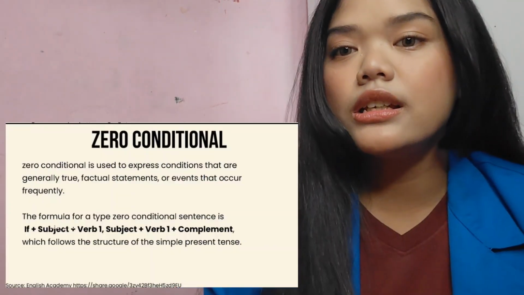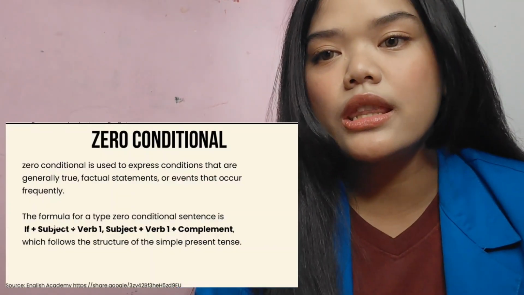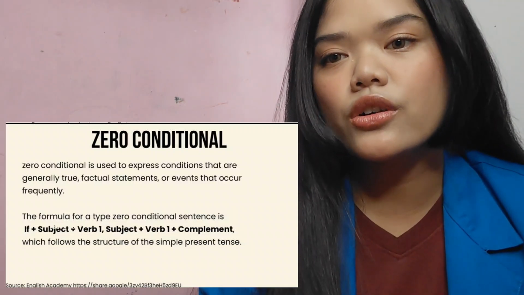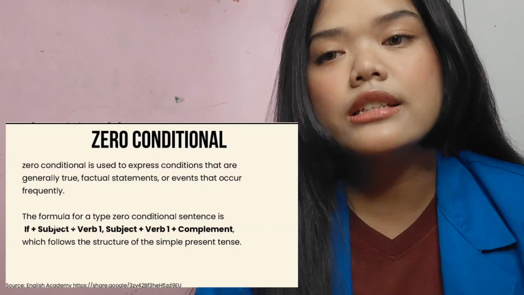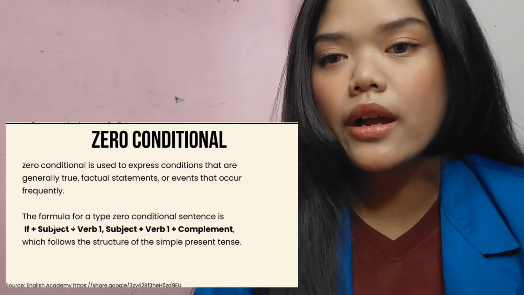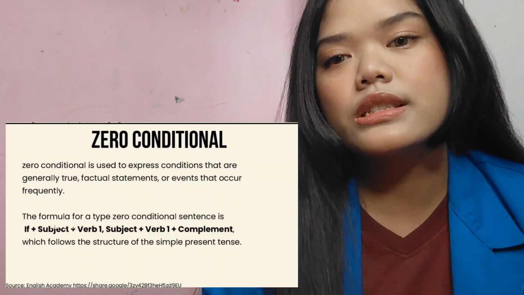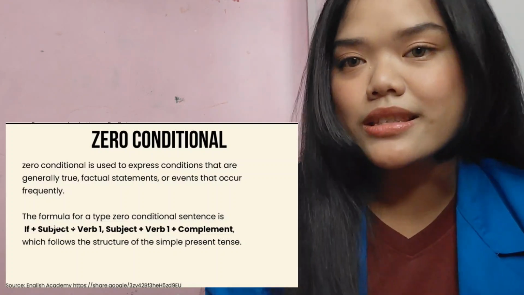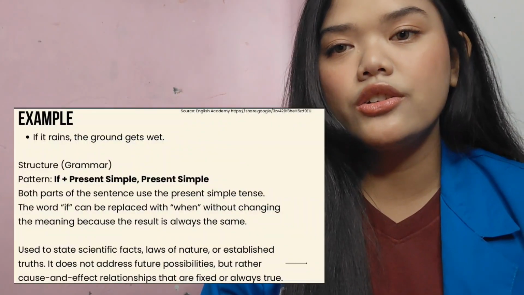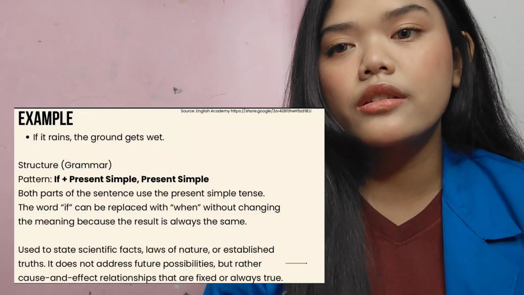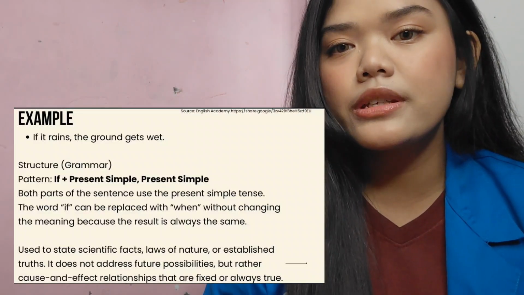Zero conditional is used to express conditions that are generally true, factual statements, or events that occur frequently. The formula is if plus subject plus verb 1, or subject plus verb 1 plus complement, which follows the structure of the simple present tense. For example, if it rains, the ground gets wet. Pattern: if plus present simple. Both parts of the sentence use the present simple tense.